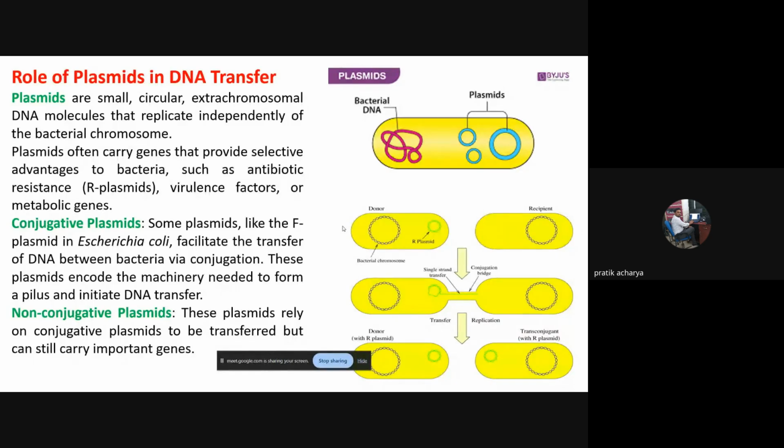Now, the role of plasmid in DNA transfer. So first come to the plasmid.